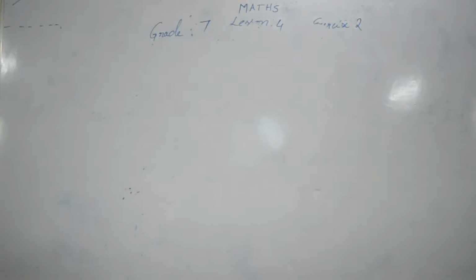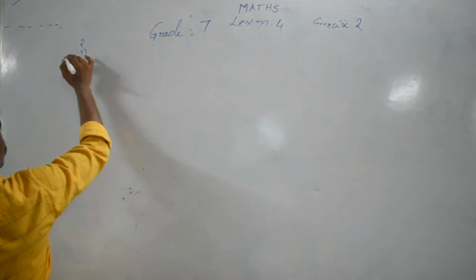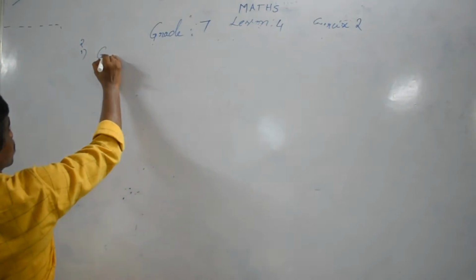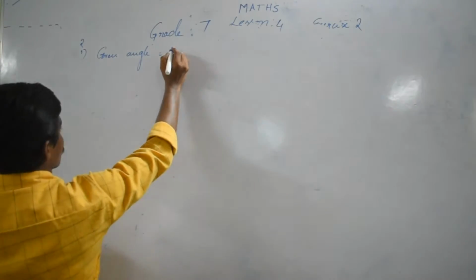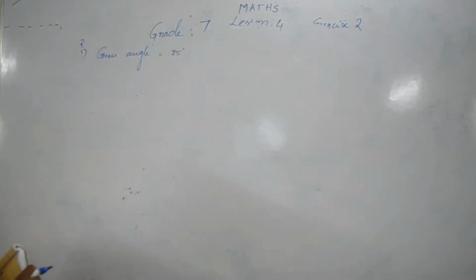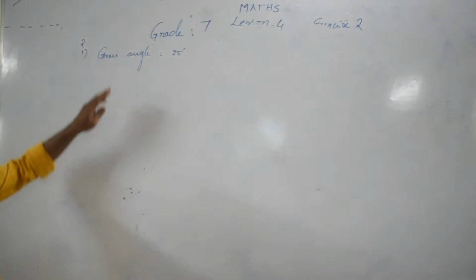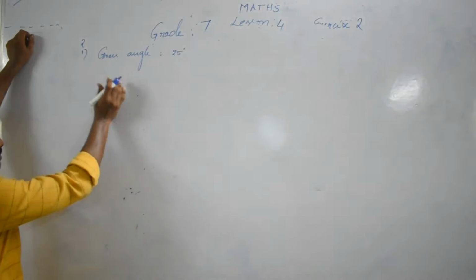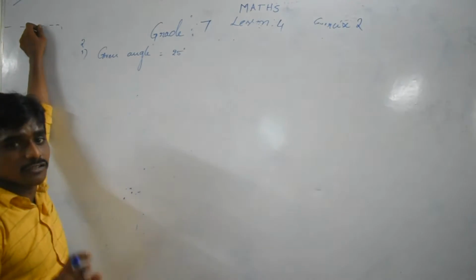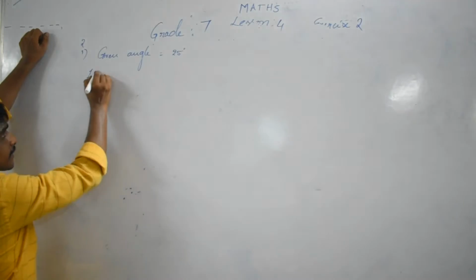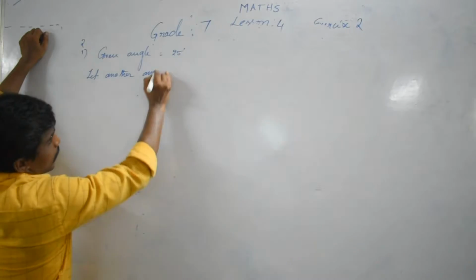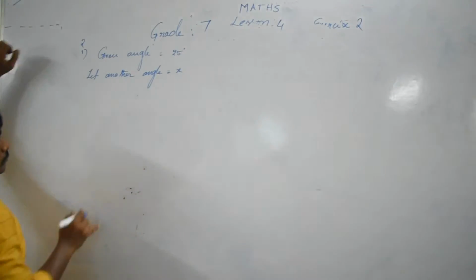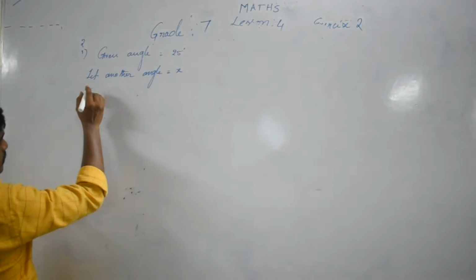Here see, look at this board. First problem, second one. One angle is given. Given angle 25 degrees. Complementary angles, how many angles? Two angles. So let the other angle be x. So, complementary angles.